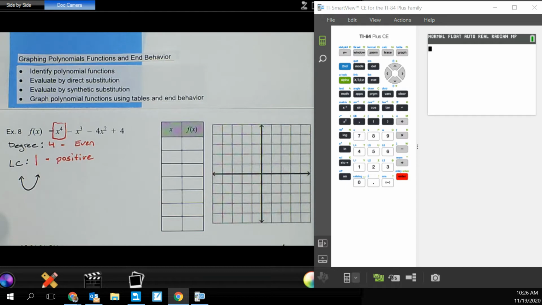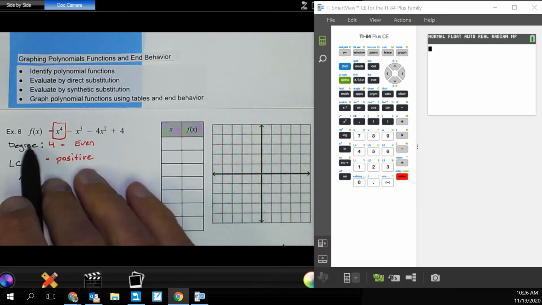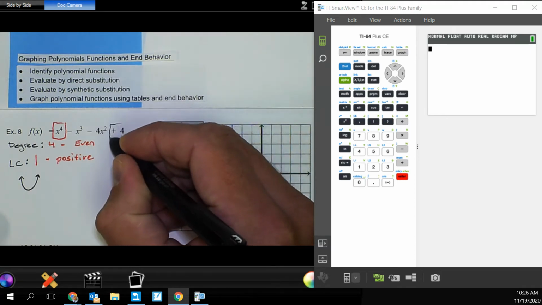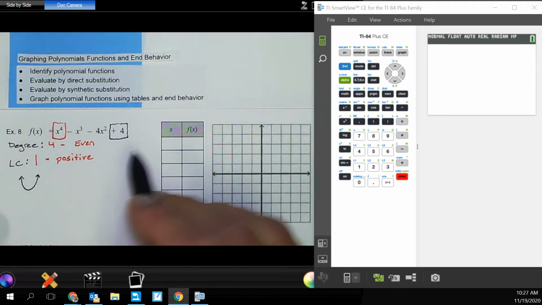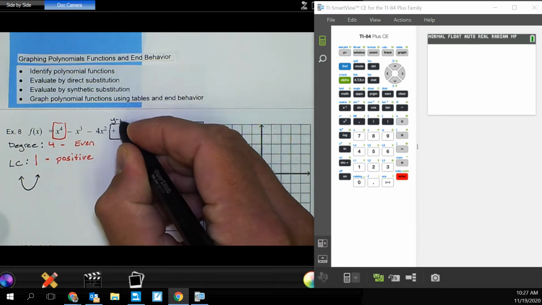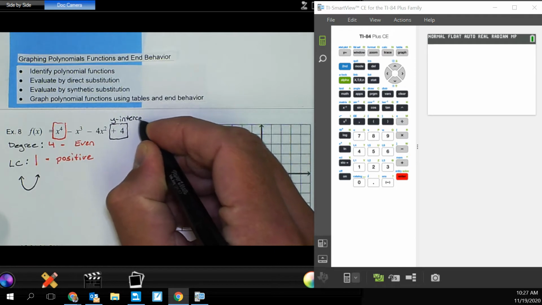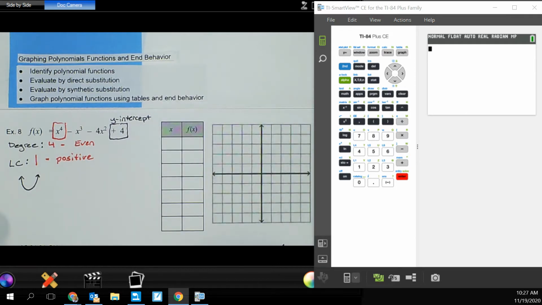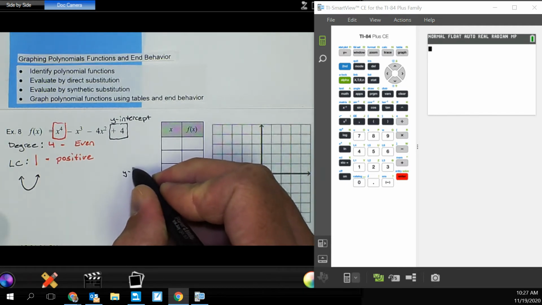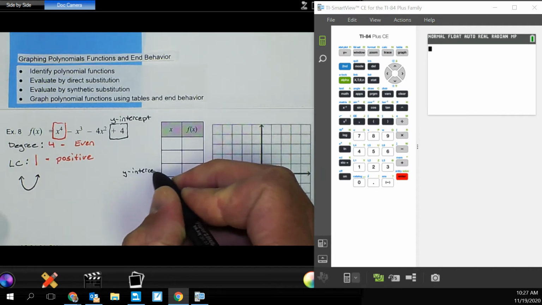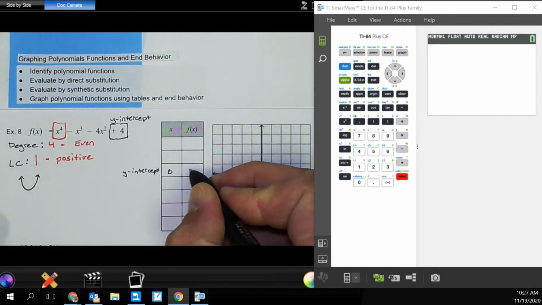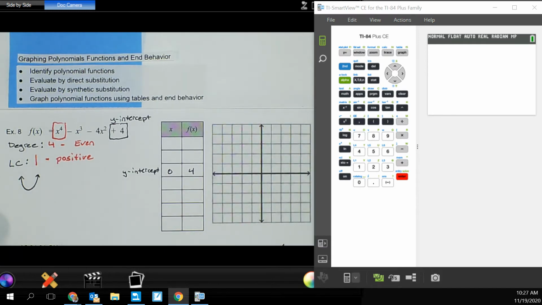So one key point that we can get just from looking at our equation is the y-intercept. The y-intercept is always the number that doesn't have the variable next to it. So that's going to be our y-intercept. And I'm going to put that one right here. And the y-intercept is going to be 0, 4. So we'll be able to graph that.